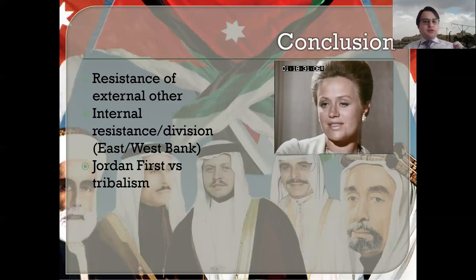So, to conclude, when it comes to Jordan's nationalism, we have seen historically the resistance of an external other, starting with the Ottomans, also to an extent Israel, especially from 67 up to the peace treaty. And we've also seen, of course, internal divisions that have led to the creation of the Jordan First campaign, a form of nationalism intended to unite all Jordanians. To what extent that campaign is real, and to what extent it can override the tribalism so inherent within Jordan, that remains to be seen.